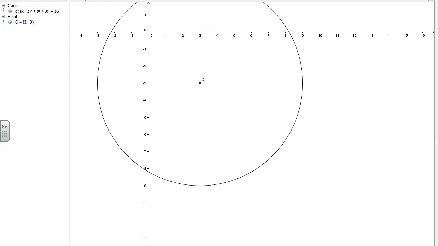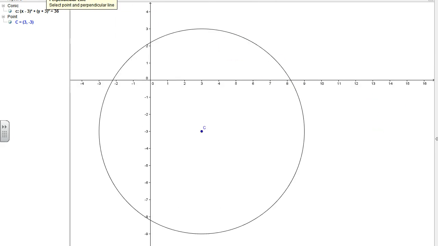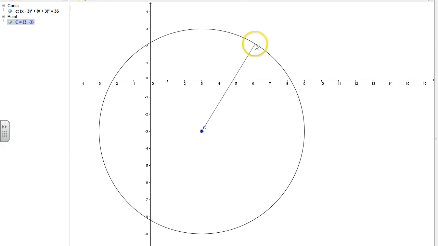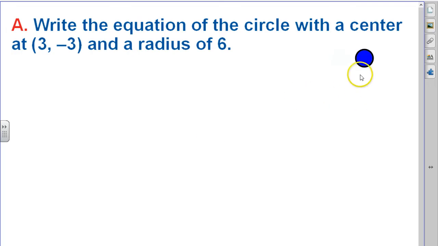That's better. And then if I just put a segment on here, it tells you right here, here's the distance, a is 6. So there we go. There's my circle.